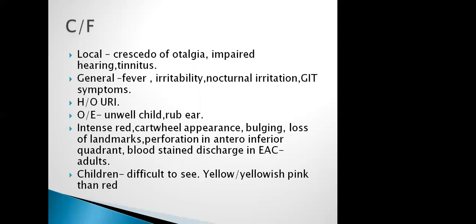In adults, there will be 4 stages: the stage of tubal occlusion, then pre-separation, separation, and resolution. Initially the tympanic membrane will be retracted with loss of landmarks, then it will become red with indentations, a cartwheel appearance, and there may be a perforation in the antero-inferior quadrant with blood-stained ear discharge.